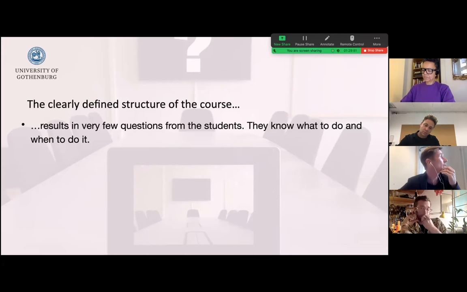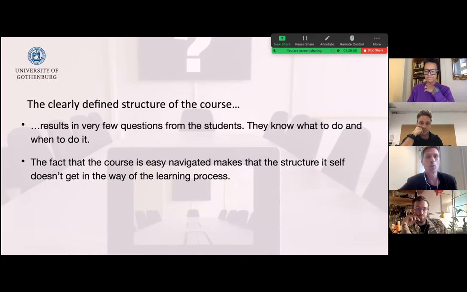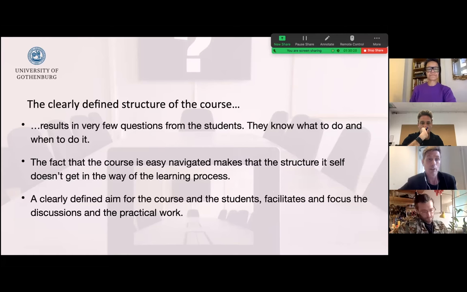They can just look everything up in the digital platform and follow the recorded lecture and take part of other work and then do the assignment and upload it in Canvas. The fact that the course is easily navigated means the structure itself doesn't get in the way of the learning process, so they can concentrate on what they should do instead of trying to figure out what to do. Then a clearly defined aim for the course and the students facilitates and focuses the discussions and the practical work.